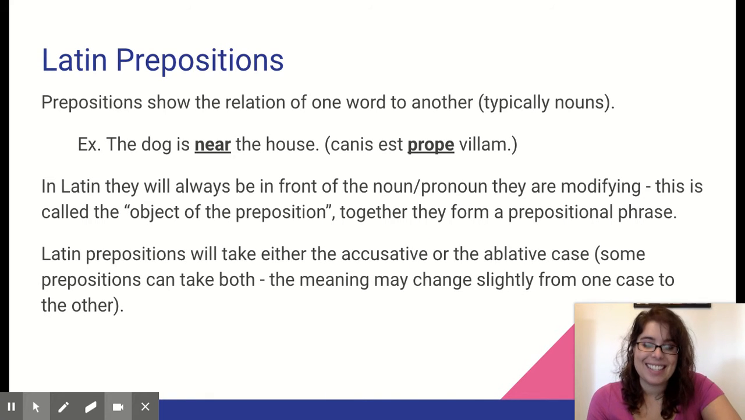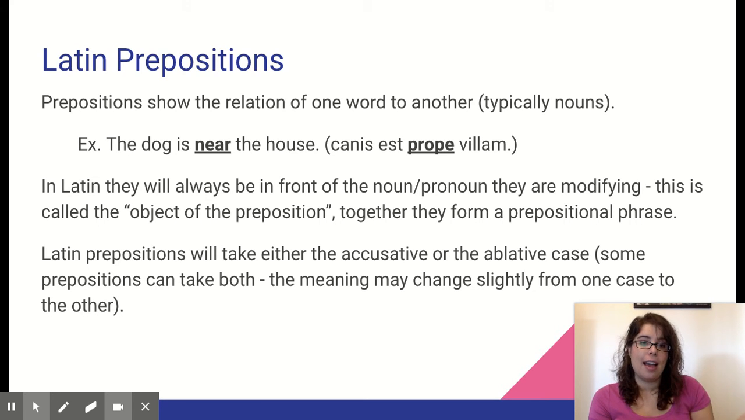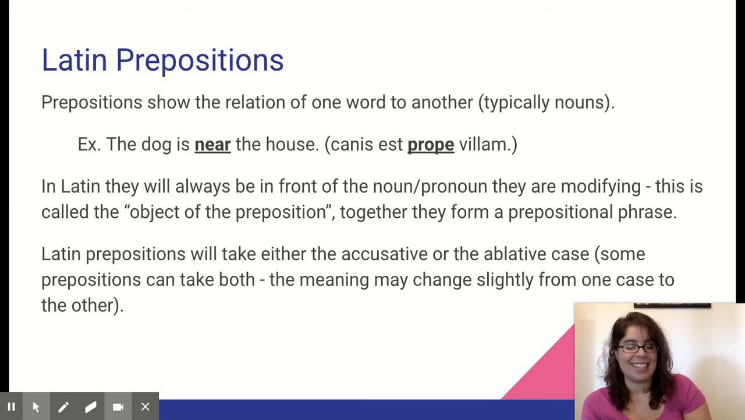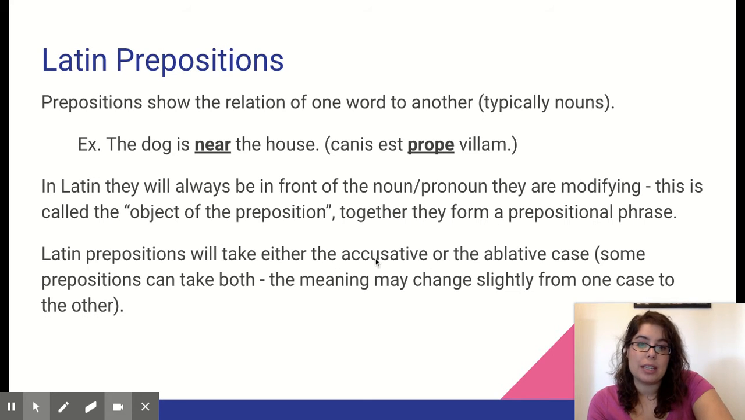Latin prepositions are going to take either the accusative or the ablative case. Now, we haven't learned the ablative case yet, but we have seen it with prepositions. And this is one of the more common functions of the ablative case that we're going to see for the time being, as an object of a preposition. The accusative case we've mostly seen as direct objects, but it can also be the object of a preposition like we see here with villam. Right, villam here is an accusative acting as the object of the preposition prope.